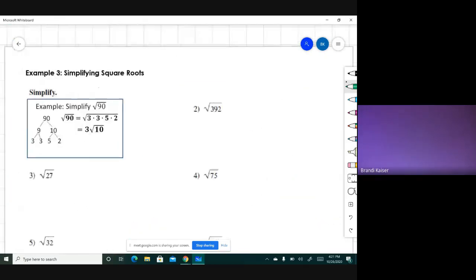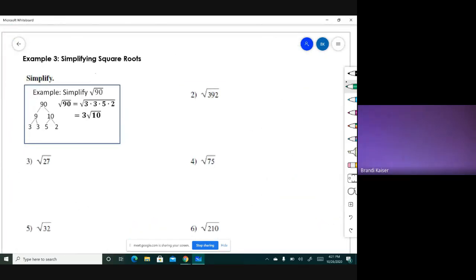Okay, so that's one side of solving with square roots. The other thing I want to cover in this lesson is simplifying square roots. This is probably something you've done before, but not for a really long time, so I want to go over it and talk about it. It's pretty basic, though, once you take a look. So I'm going to go through this example in the little box here. It says simplify square root of 90.